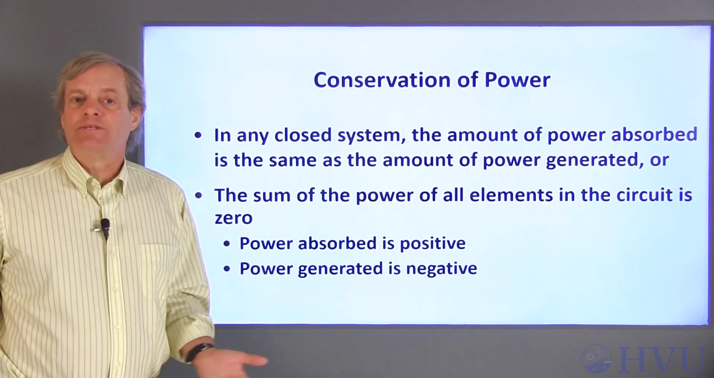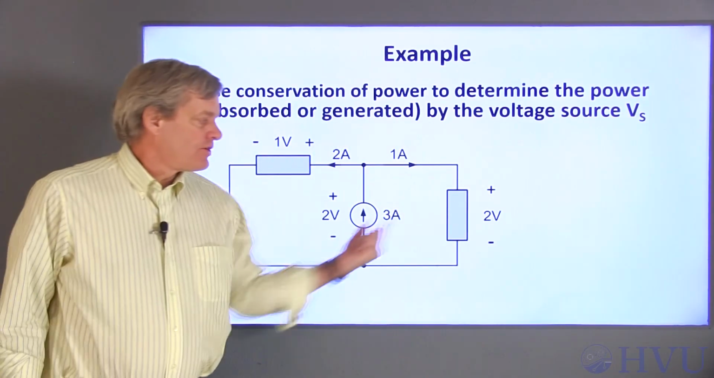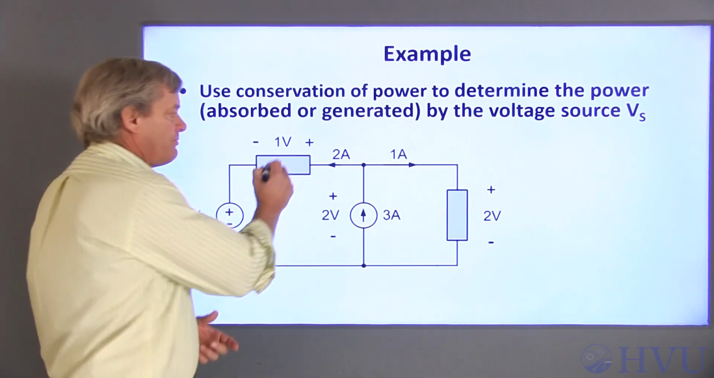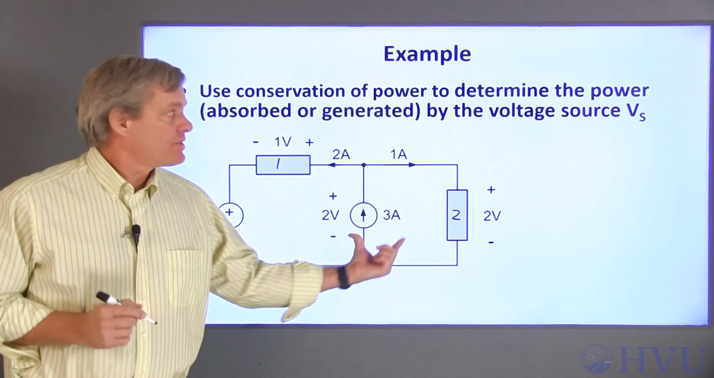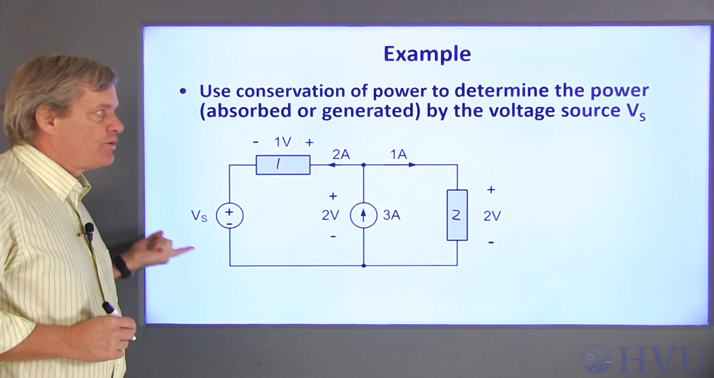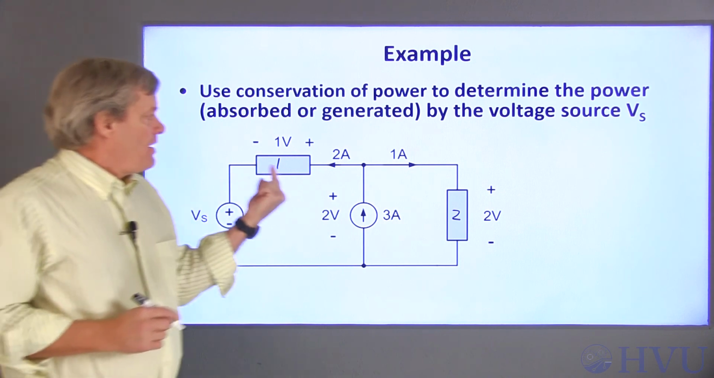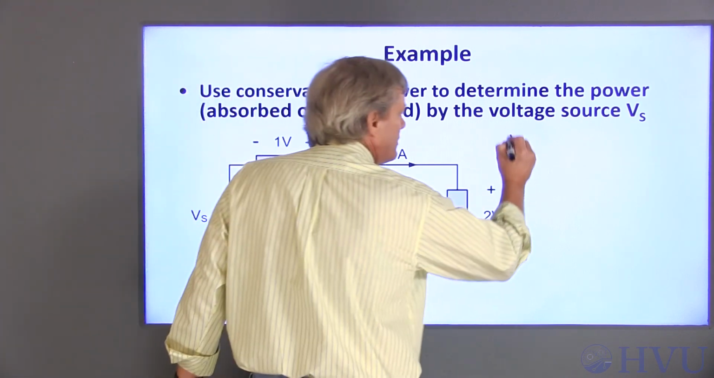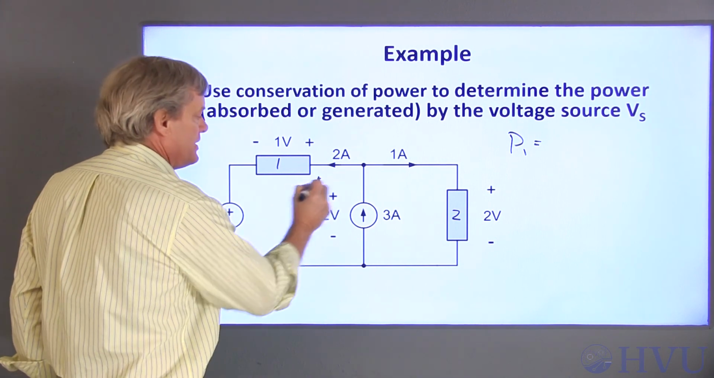Let's do a quick example now to see how we can use this in circuit analysis. In this circuit, we know the voltages and currents for elements 1, 2, and this 3 amp source. We want to use conservation of power to find the power absorbed or generated by this voltage source, V sub S. For element 1, the power absorbed or generated by that is based on a sign convention.